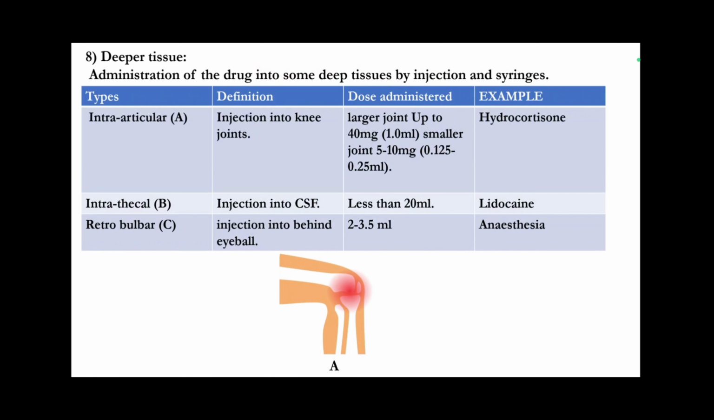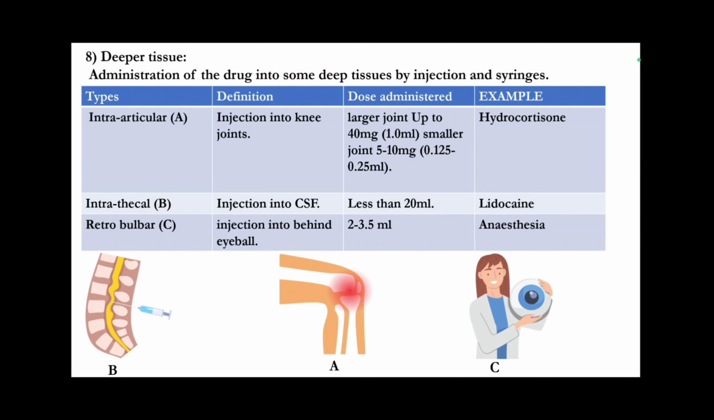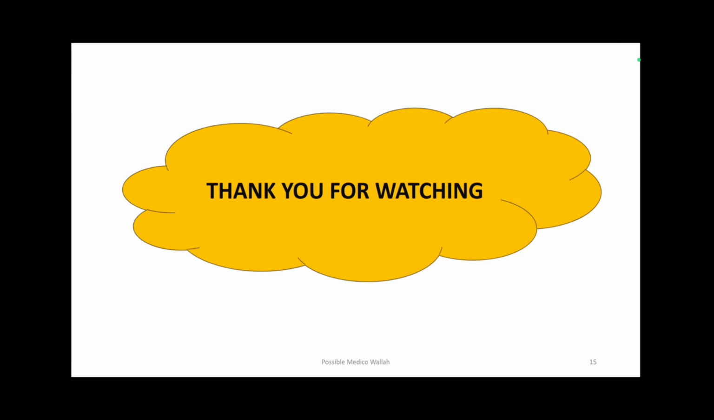Example is hydrocortisone. In the intrathecal route, the drug is injected into the CSF and the dose is less than 20 ml. Example is lidocaine. In the retrobulbar route, the drug is injected behind the eyeball. Dose is 2 to 3.5 ml. Example is anesthesia. That's all about today's lecture.